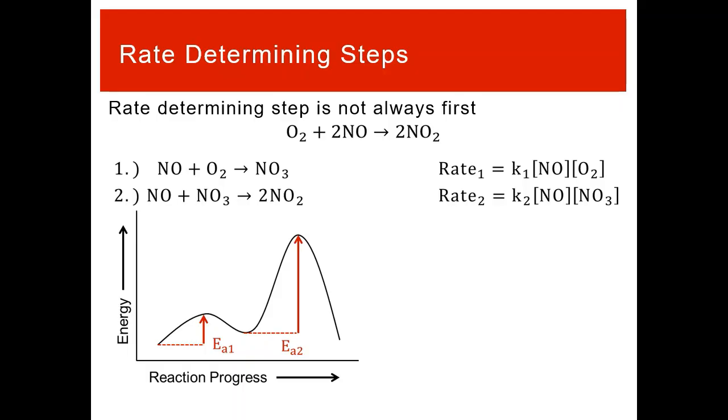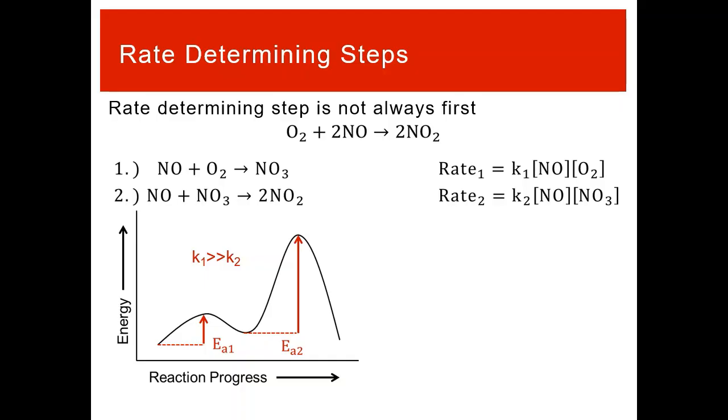Rate determining step is not always first. We have a reaction mechanism for the overall process, O2 plus 2NO gives me 2NO2. First, an NO reacts with the O2 to make NO3, and then NO plus NO3 gives me 2NO2. And if we look at the reaction schematic for the reaction energy, I can see that that first barrier is relatively short, second barrier is quite tall, and so I would then say that the K1 is probably going to be a lot higher than K2.